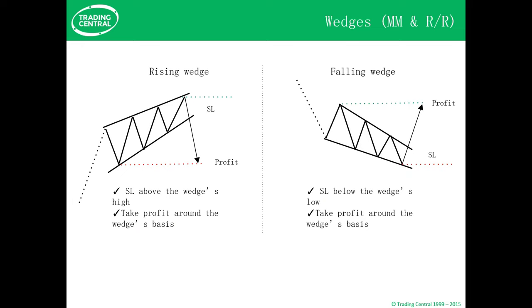For setting our price objective, first we can set our stop loss at the wedge's high, and our profit we will normally set up here for the rising wedge. And similarly on the falling wedge, here we can set up our stop loss at the low and then set up our price target at the high.